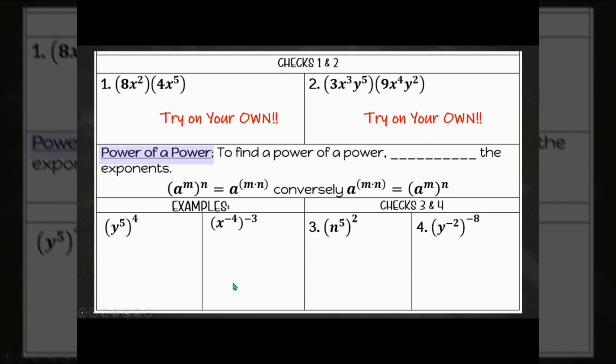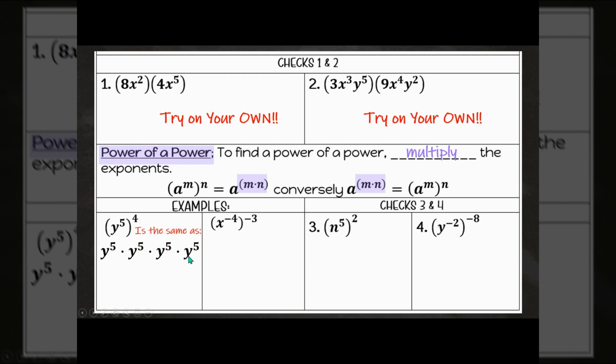And now we're going to learn about the power of a power rule. So to find the power of a power, we're going to now multiply the exponents together. So a to the power of m, all brought to the power of n, would be a to the power of m times n. So we have y to the power of 5, in parentheses, brought to the power of 4. So this is a power brought to a power. That's the same thing as having y to the power of 5, 4 times.